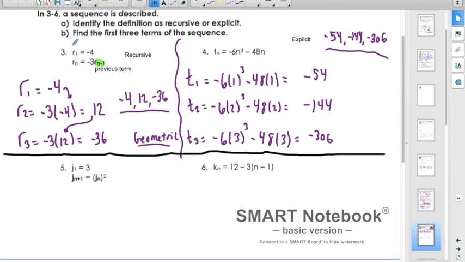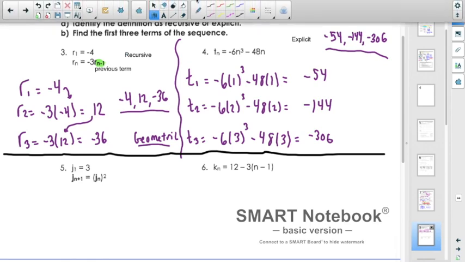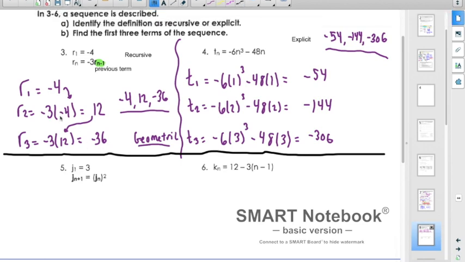Part A, identify the definition as recursive or explicit. And again, how I told you guys to figure that out: does it have one equation or does it have two equations? Well, this has two equations, so it's got to be recursive. And then we got to find the first three terms of the sequence. And again, recall, the good thing about recursive is that it always gives you the first term, which is nice.